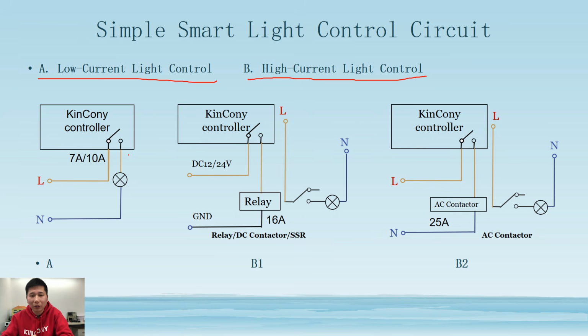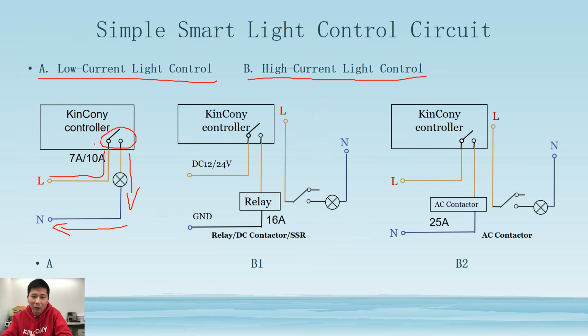And the first one you can see is the KinCony controller, and it has a relay inside of the box. So this is the simplest way. Just let the AC power go through this controller's relay to control this lamp and back to the neutral line. Because the lamp's current is very small, the relay inside the controller is enough for controlling this lamp on and off.